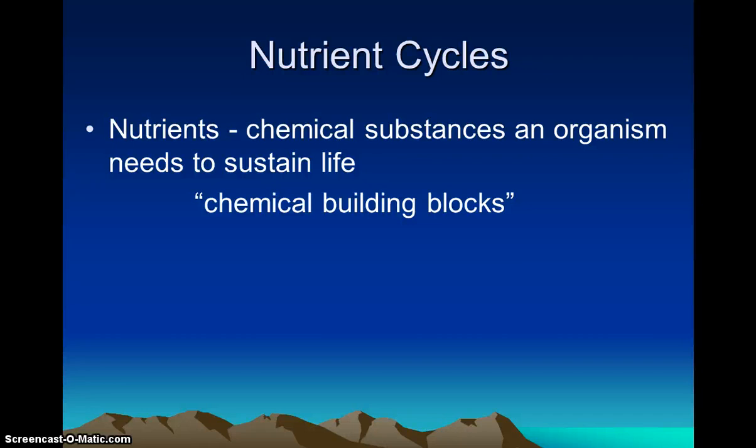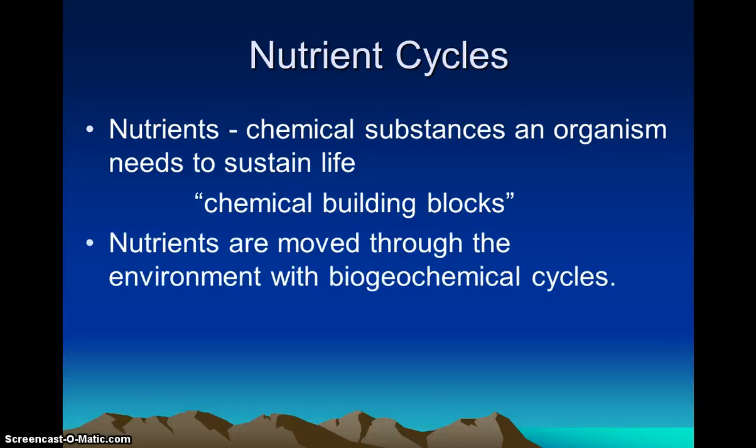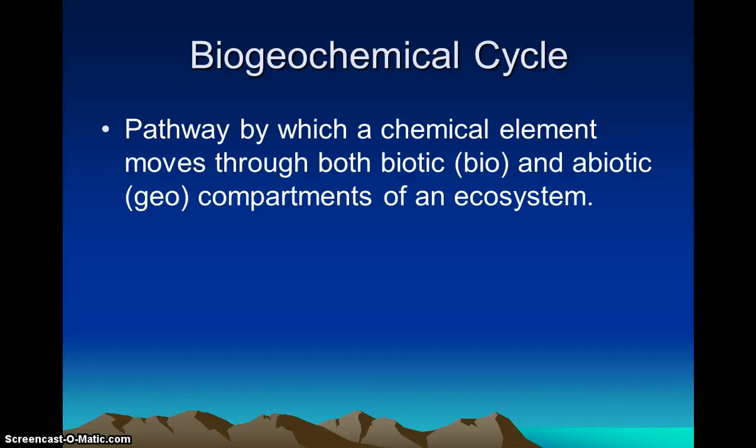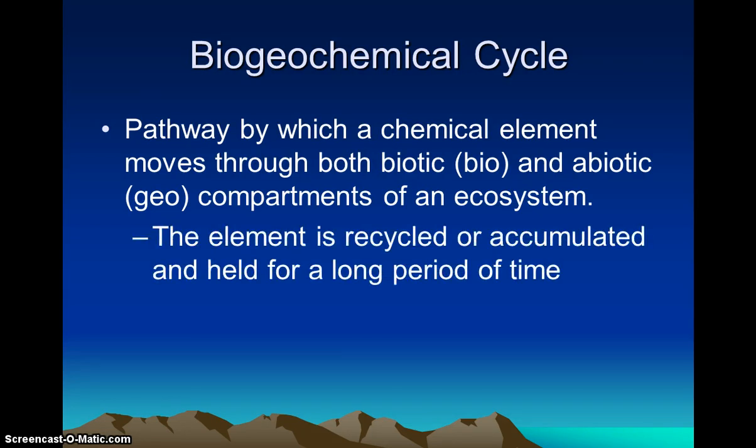Other nutrient cycles. Nutrients are chemical substances that an organism needs to be able to live. They are the chemical building blocks. Nutrients are moved through the environment through the biogeochemical cycles. These cycles are pathways by which a chemical element moves through the biotic and abiotic compartments of an ecosystem. So it's going to be the living and the non-living. The element is recycled, or accumulated and held for a long period of time.